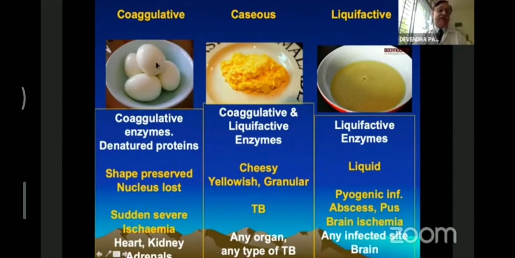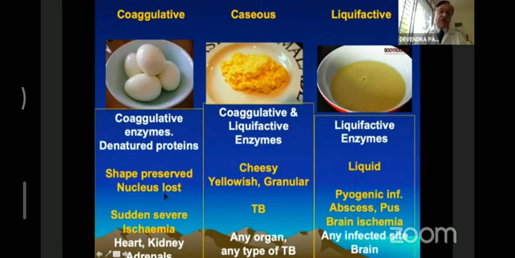It's like egg, isn't it? In coagulative necrosis, the coagulative enzymes predominate. The proteins are denatured and they precipitate. That is why the shape of the cell is preserved. However, the nucleus is lost.